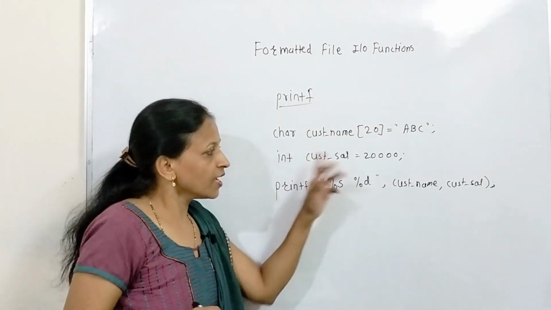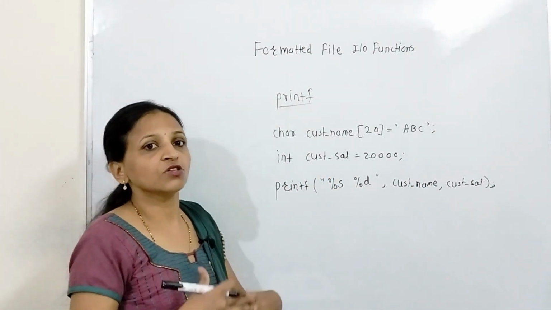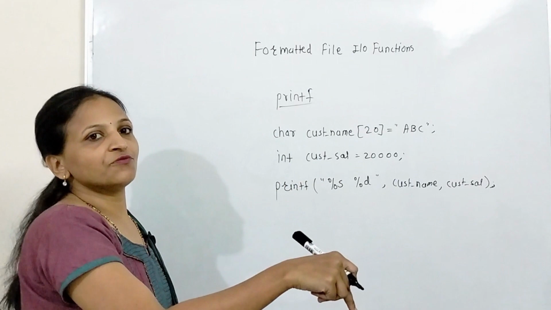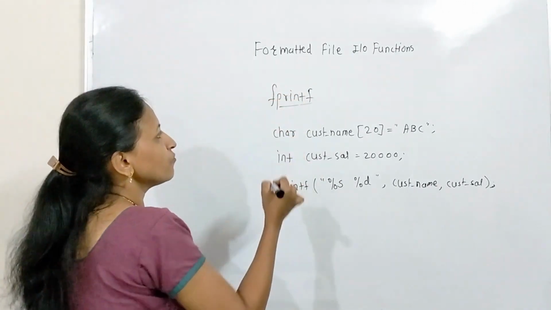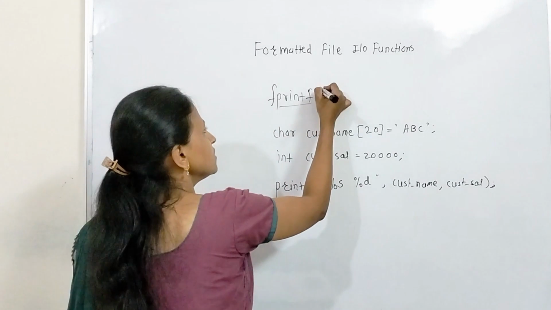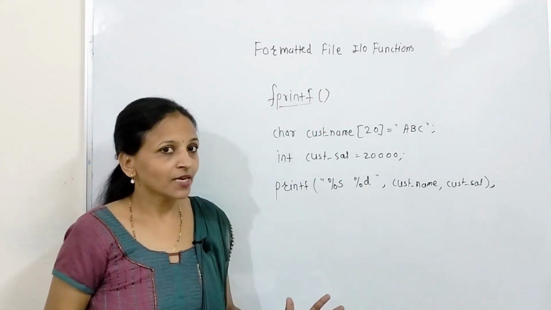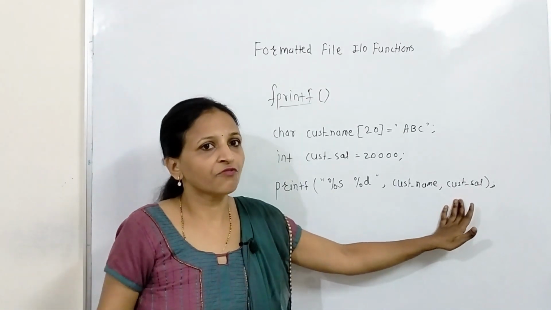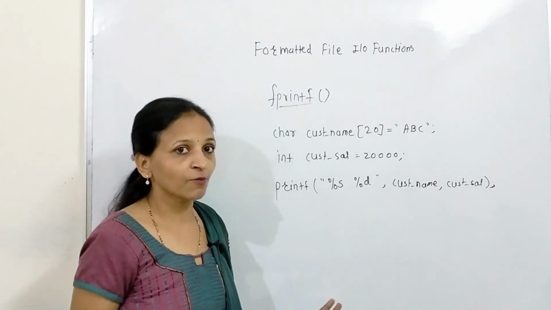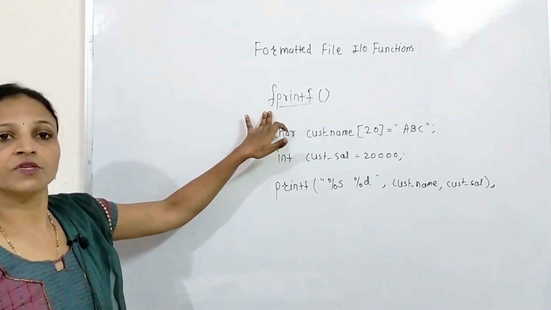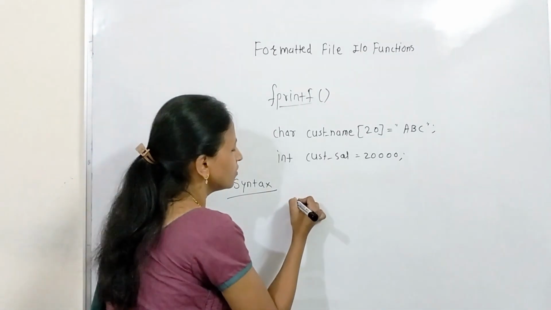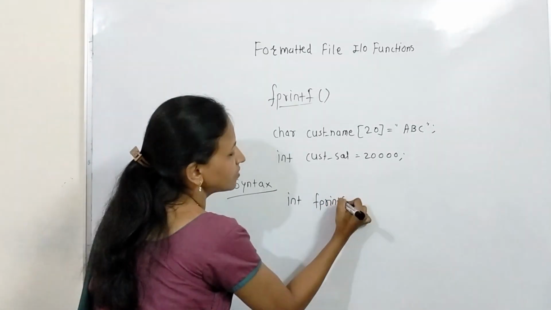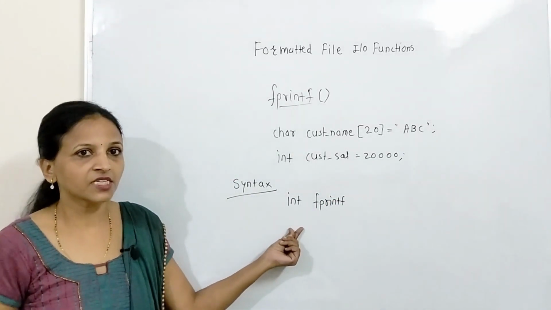Now in the same way, if I want to write contents to the file, then we can use the fprintf function. Instead of printf we have to use fprintf, because this is for file handling. Now how to use the fprintf function to write the same contents to the file, I am going to explain. Before that I am going to explain the syntax of fprintf. Here the return type is integer and the function name is fprintf.